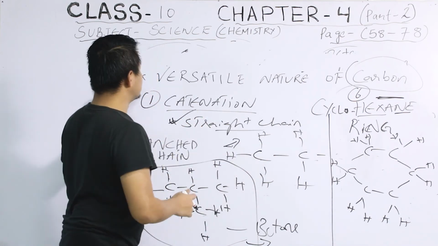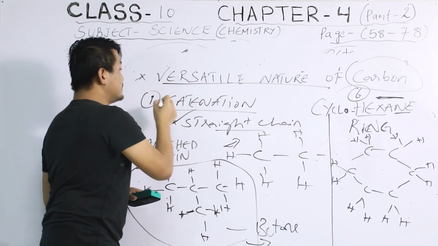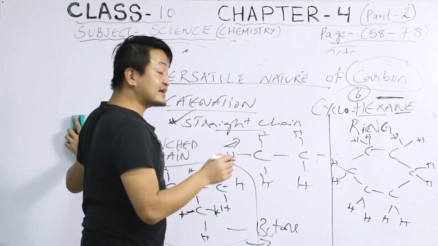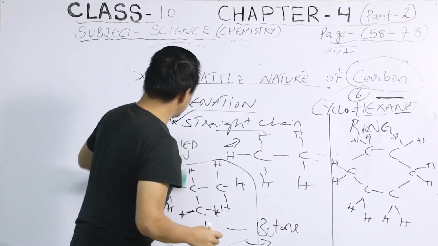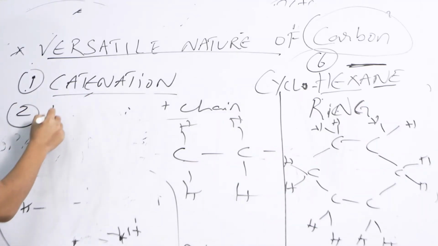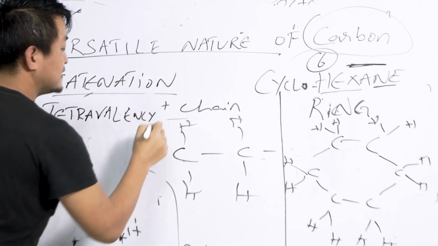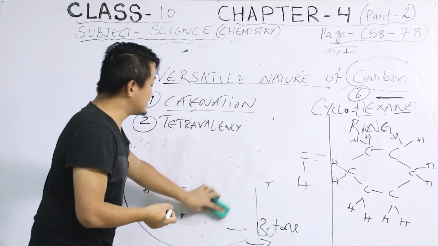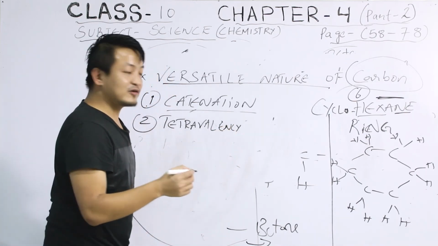Clear? Now, students, this is one very important point under the versatile nature of carbon, that is catenation. And the next, we have 2 points. Next is tetravalency. Now, for this tetravalency I'll just give you an example. You have already studied about the shells in class 9, right?